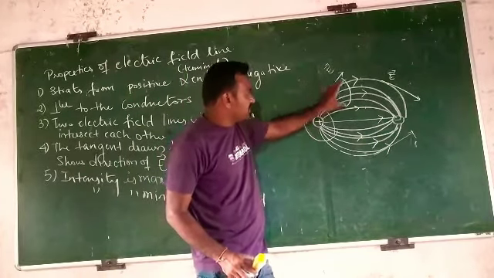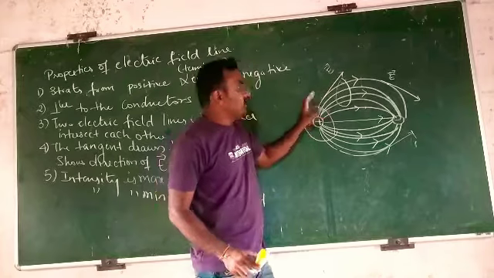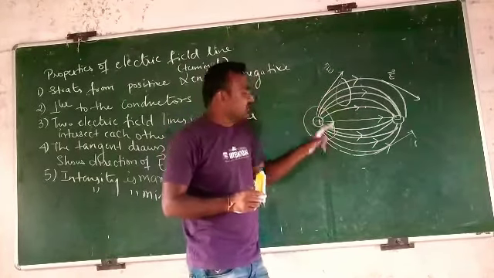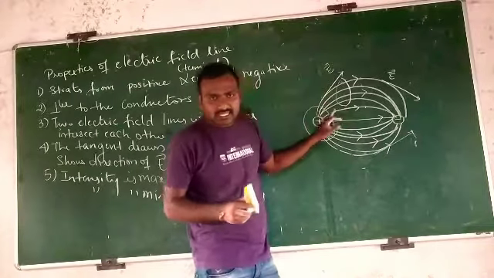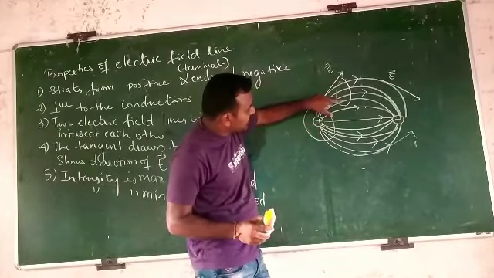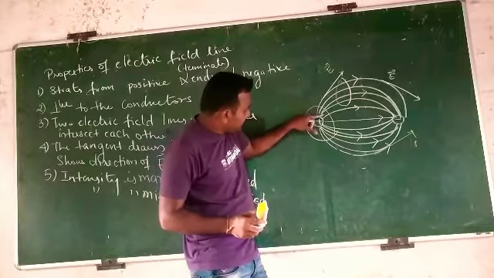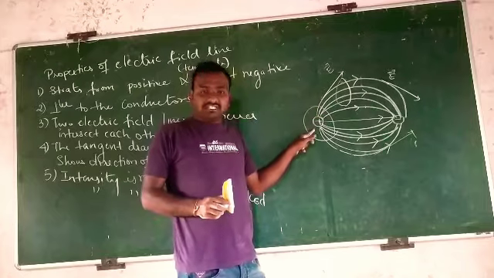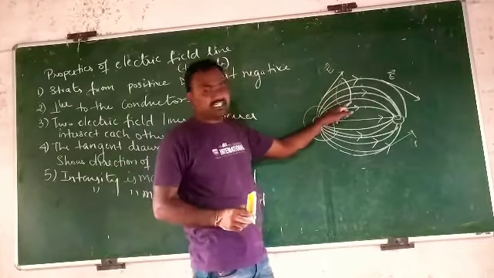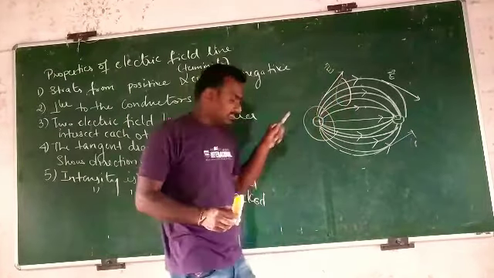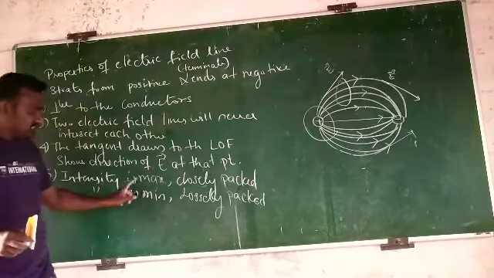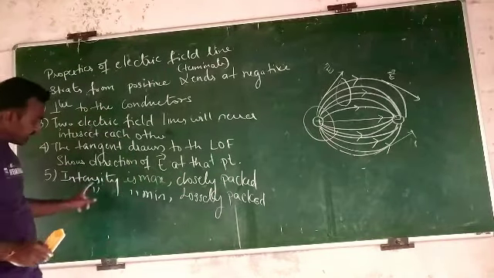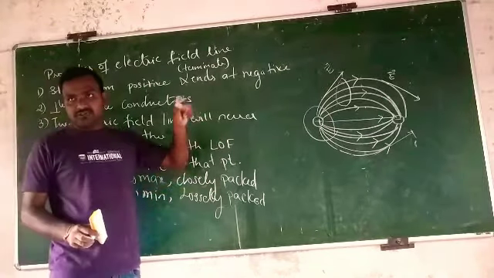When I compare these two areas, let us consider these two are similar areas. Here the electric field lines are less, here the electric field lines are more. Hence, here the intensity of the electric field is maximum, here the intensity of the electric field will be minimum. Hence, the intensity is maximum when they are closely packed. Similarly, intensity is minimum when they are loosely packed.